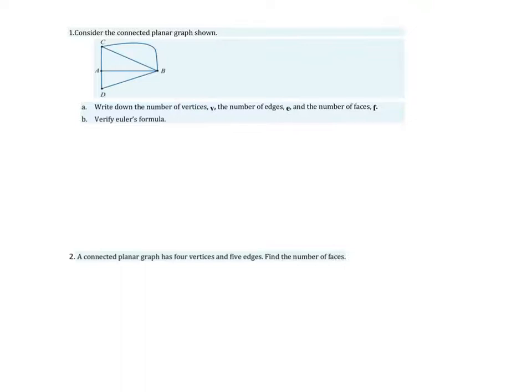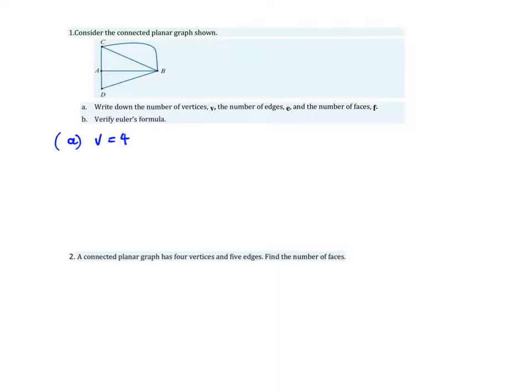So first of all, what do we need to do here? Consider the connected planar graph. Now remember, connected, I can get to every vertice from every other vertice without lifting my pen. Planar, I don't have any intersecting edges, so that's why it's a connected planar graph. So part A wants us to write down the number of vertices, the number of edges, and the number of faces. So let's do that. How many vertices are there? Pretty simple there. Number of vertices is equal to 4. A, B, C, and D.